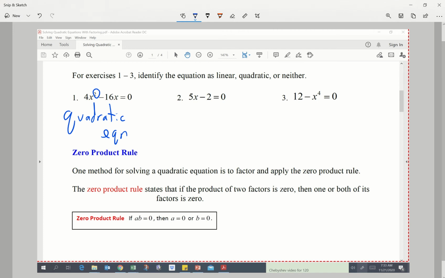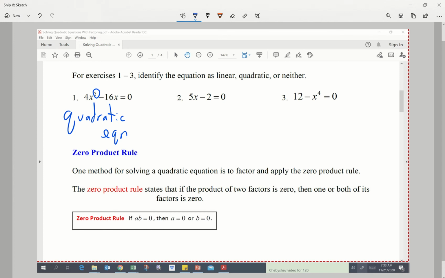Notice that it's already in standard form because we have the highest power of x first, so the x squared term comes out in front. We then have the x term, which is negative 16x. Notice that there isn't any number added or subtracted here, so essentially what that's telling us is that the constant term is equal to 0.